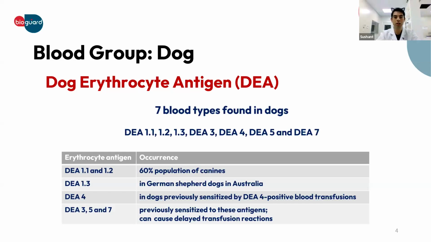However, the other blood groups are rarer to be identified in dogs, particularly, for example, DEA 4. It is most prevalent in dogs that have already been transfused with DEA positive blood. In those dogs, because of the transfusion, they will have this kind of blood group. A similar pattern is followed by DEA 3, 5, and 7. However, the sensitization reaction to these antigens is at a lower rate.